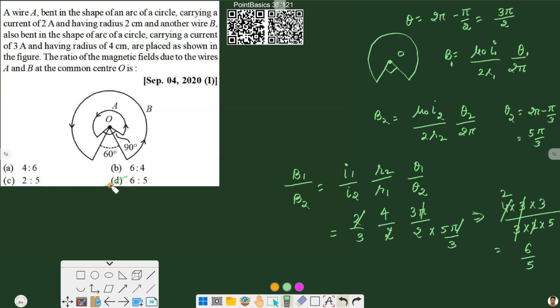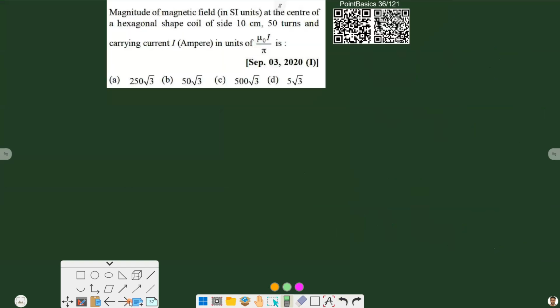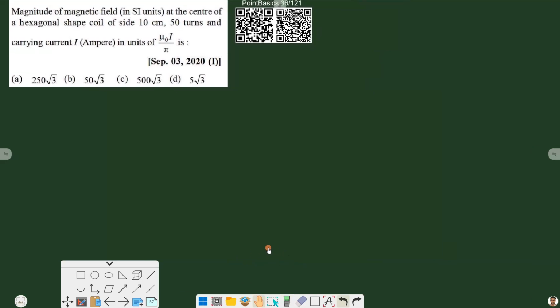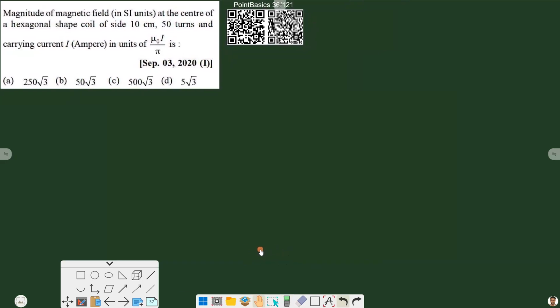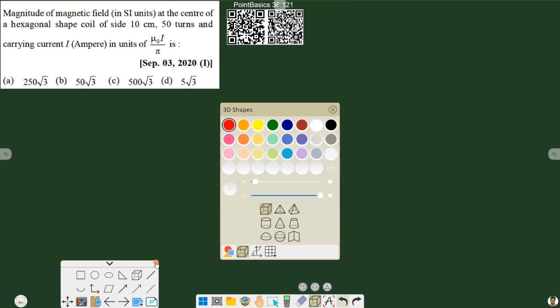Moving to the next one. Magnitude of the magnetic field at the center of a hexagonal shaped coil, side is 10 centimeter, 50 turns, and carrying current I in units of mu naught by I. So we know that if we had been asked here for the electric field, then the value would have been 0. But the magnetic field is not 0, and let us draw a hexagon here. I think, yes, here it is.